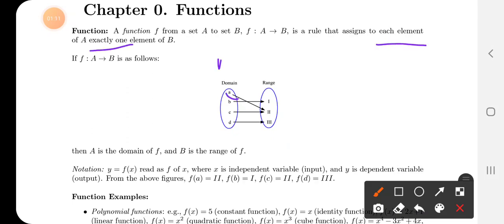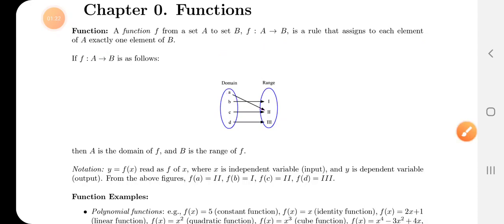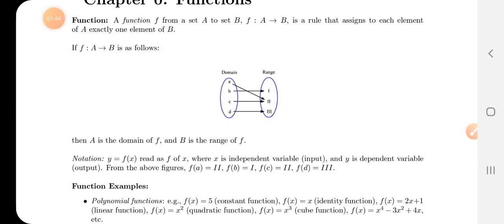So each element, this is set A and this is set B. Each element of set A should be assigned exactly one element. It cannot be assigned two elements from set B. A simple example of this is a relationship between the students of this class and their ages. Let set A be the set of students and set B the set of their ages. So every student has exactly one age, and no student can say that I do not have any age. One student cannot have two ages. So that's why we assign exactly one age to every student.